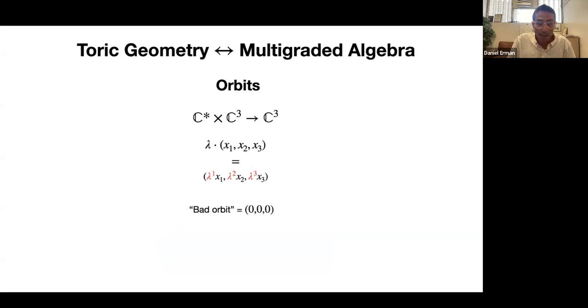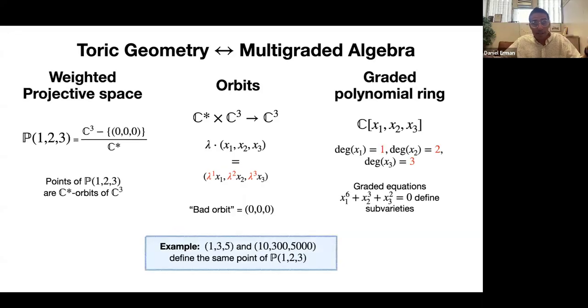If we alter the orbit structure, we get a similar picture, but some nuance starts to creep in. So I'll do maybe the first simple case, which is I'll still act by a C star, but instead of dilating, I'll act by different powers of lambda, lambda to the 1, lambda to the 2, and lambda to the 3. And if I do this, well, the algebra and the geometry both change.